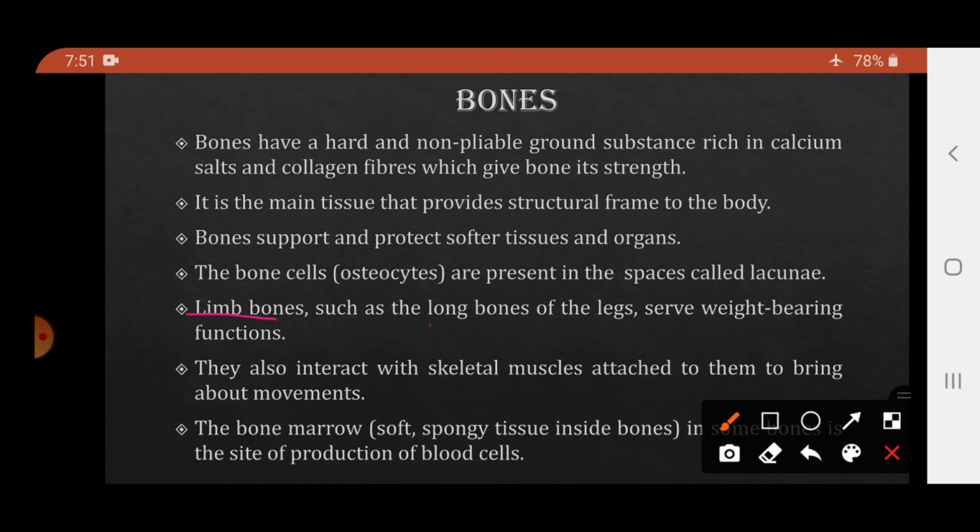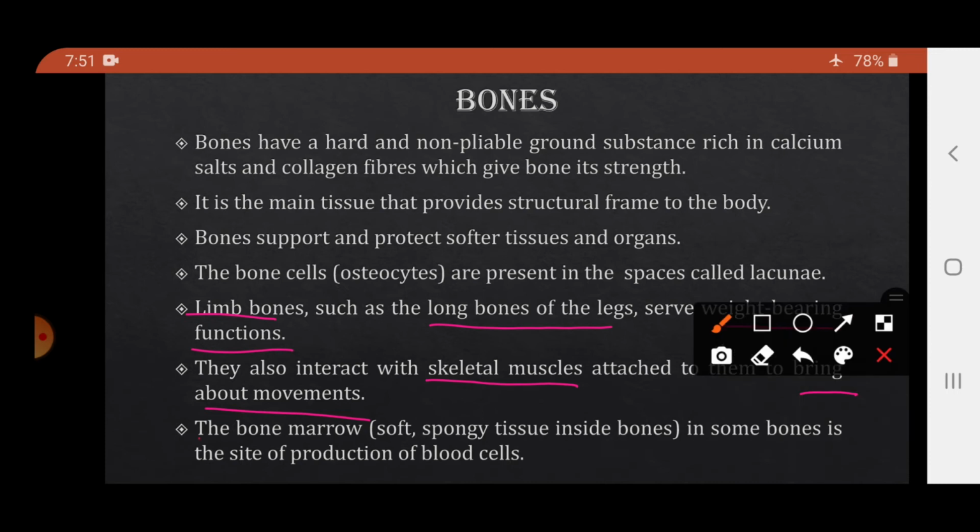Limb bones such as the long bones of the leg serve weight-bearing functions. Who bears the whole weight of our body? The long bones of the legs. They also interact with the skeletal muscles attached to them to bring about movements. We show different kinds of movement. Who is responsible for movement? Basically muscles. These skeletal muscles are attached to the bone, and this results in different forms of movement.